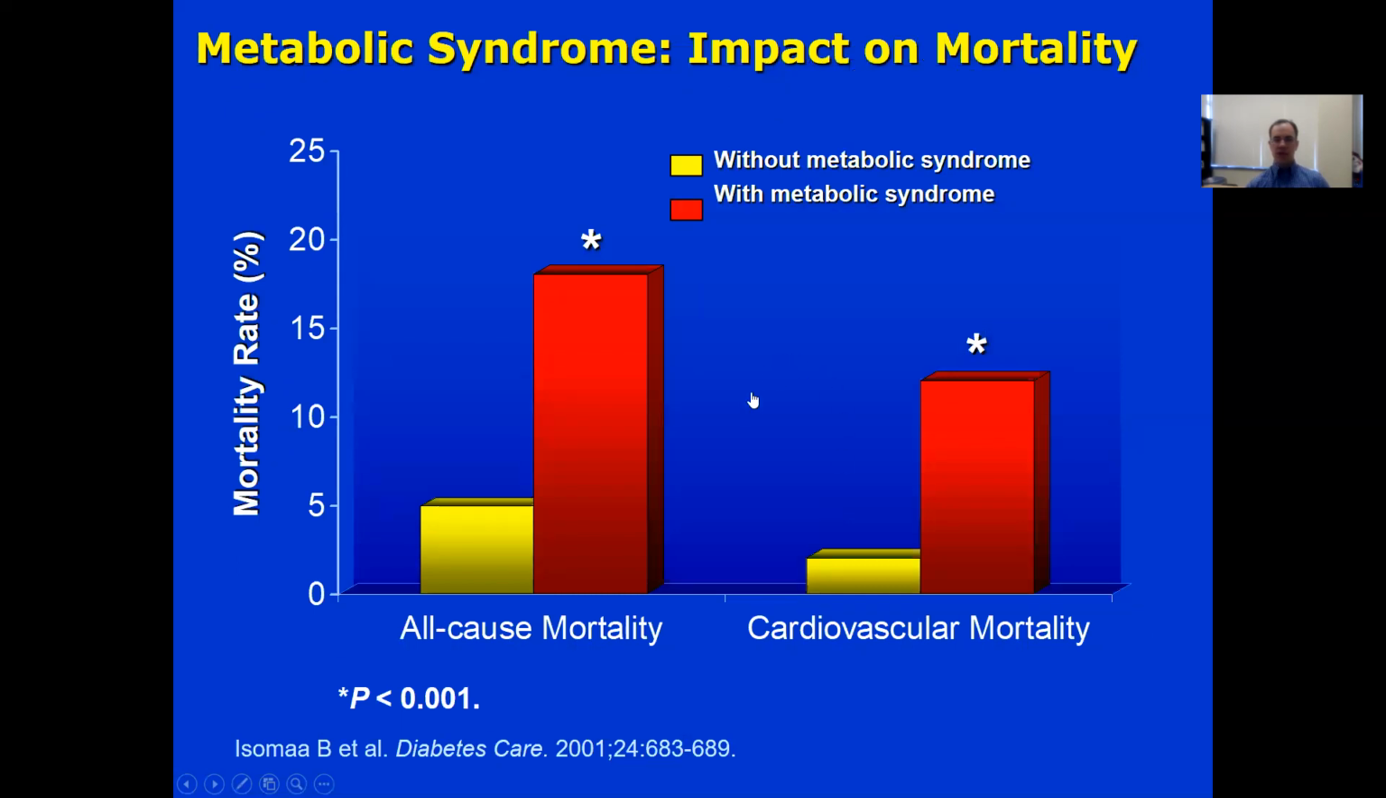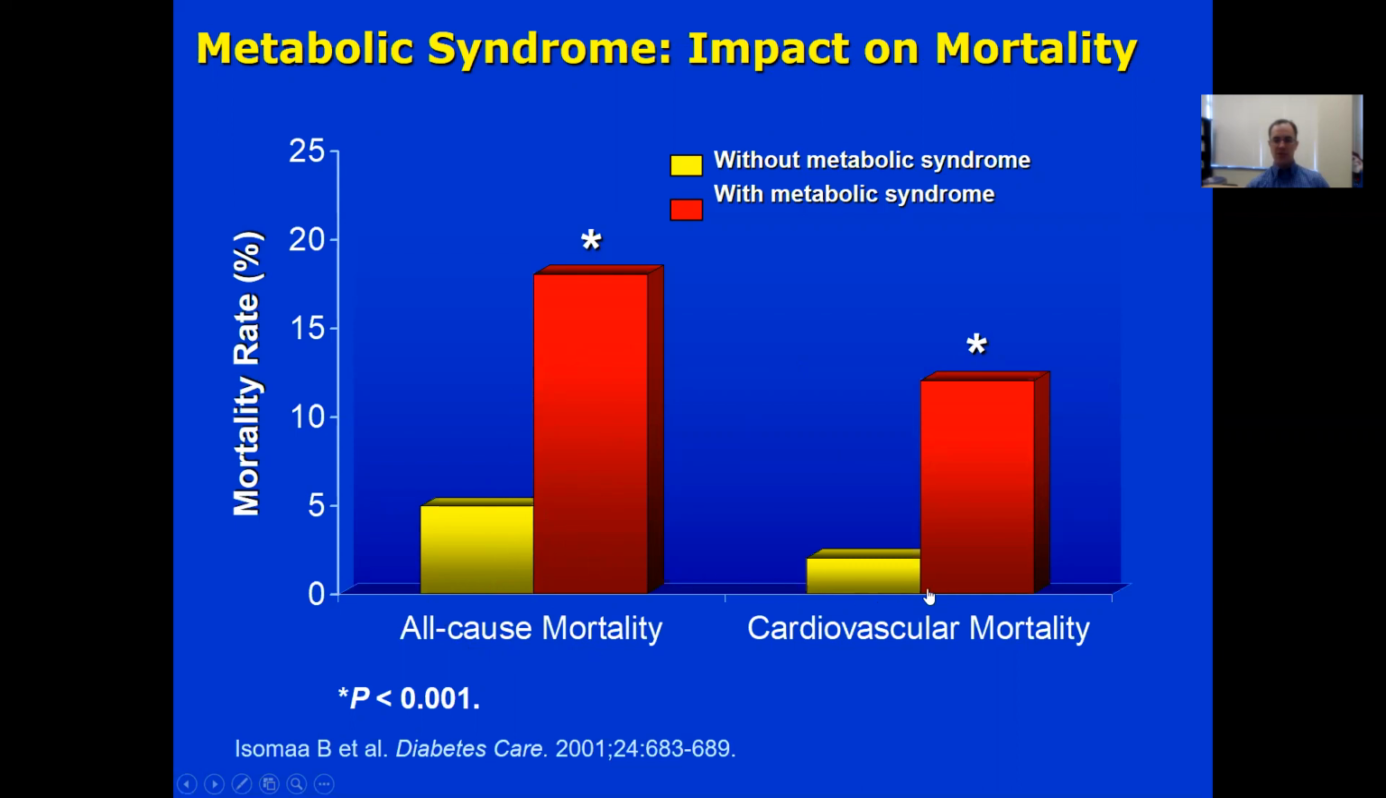Here you have the impact on mortality. This is with the metabolic syndrome. The yellow is without the metabolic syndrome, and the red is with the metabolic syndrome. The all-cause mortality, in other words, the increase in chance of death. You can see it's quite large with the metabolic syndrome versus not having it.